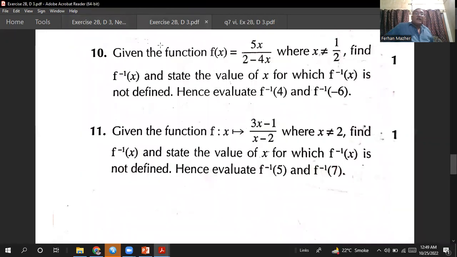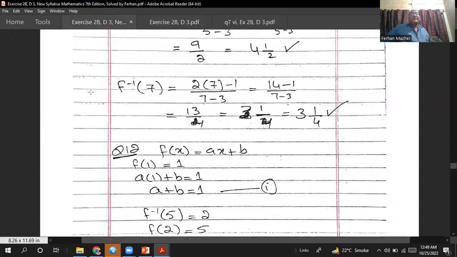The next question they are asking is find out the f inverse of 7. So f inverse of 7 will be 2 into 7 minus 1, the whole thing divided by 7 minus 3. So that will be 14 minus 1 divided by 7 minus 3. So that will be 13 by 4, and that is 3 whole 1 by 4. So 3 whole 1 by 4 is the right answer.